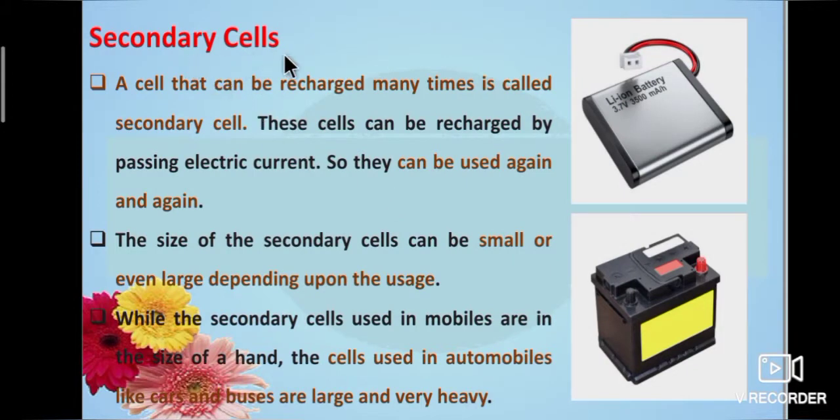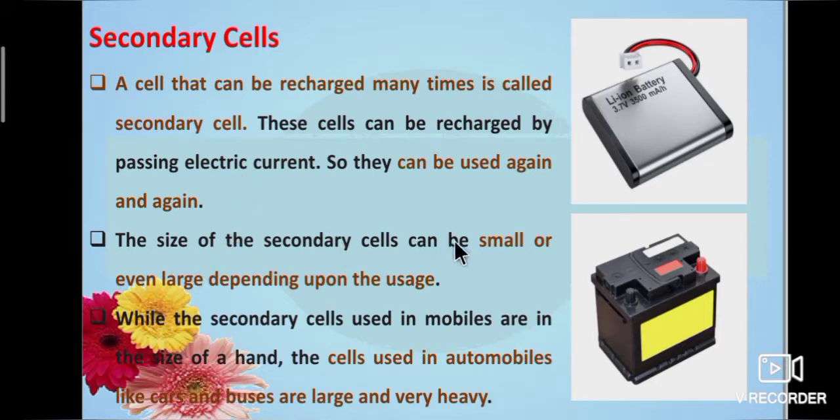Second one, secondary cells. A cell that can be recharged many times is called a secondary cell. These cells can be recharged by passing electric current, so they can be used again and again. The chemical reaction in them can be reversed. Hence they can be recharged.